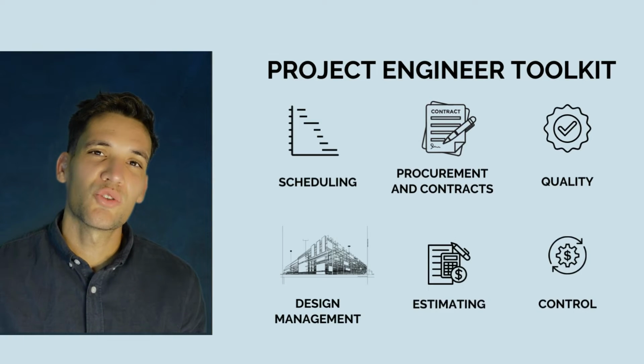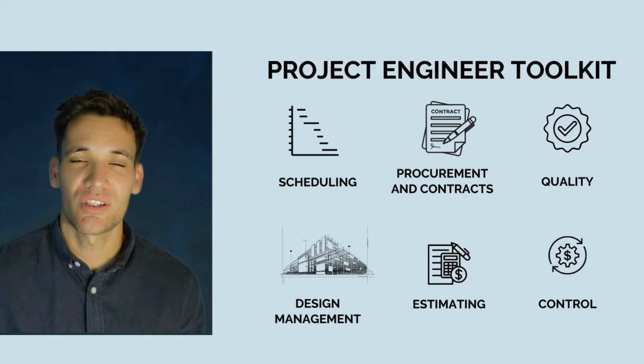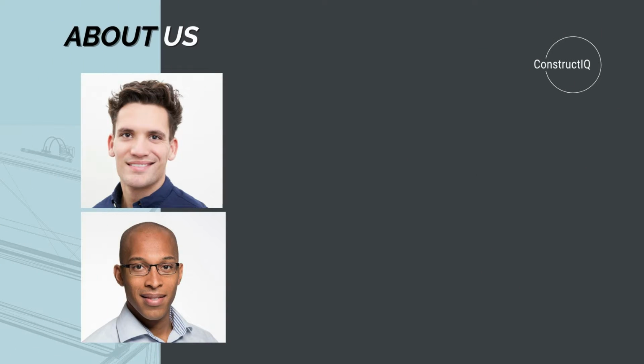Project scheduling is just one of the 6 fundamental construction project engineering skills we're going to be looking at in this series of talks. We're also going to look at quality management, procurement and contracts, design management, construction cost estimating, and construction cost control.